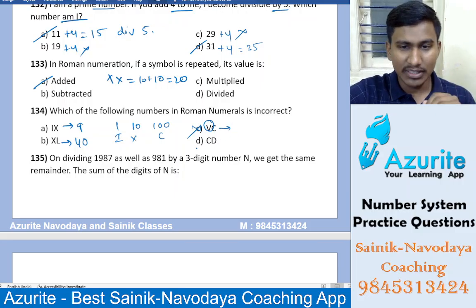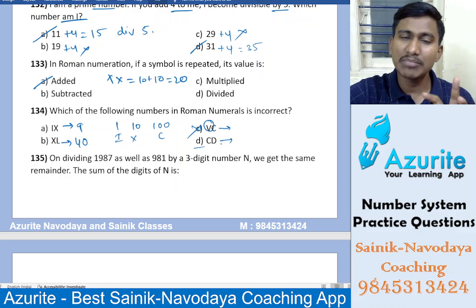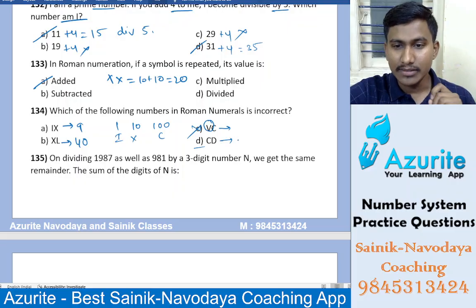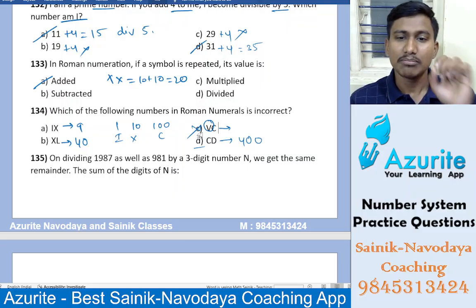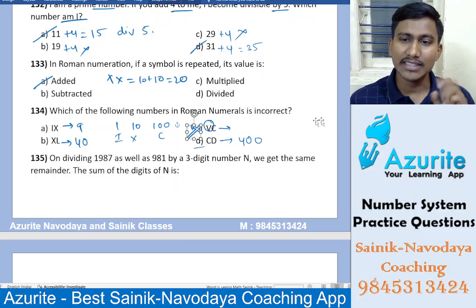So here C we can write in front. D means 500. 500 minus 100 will be how much? That is 400. CD is 400, right? That is the answer, option B is the answer here. That is incorrect.